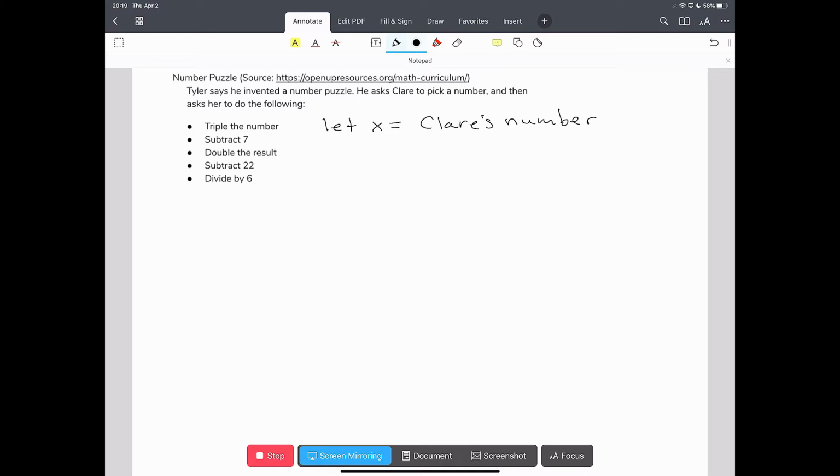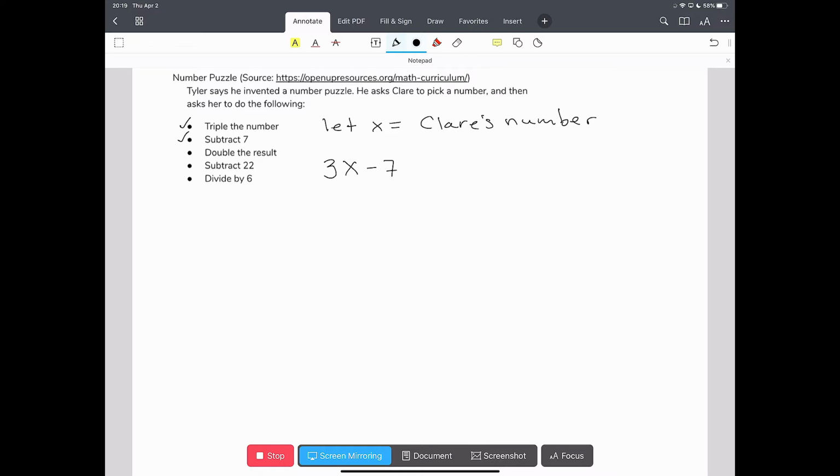Now that we have that established, we can apply the steps that Claire applied to the value. So we start with Claire's number. We're going to triple it, so 3 times x. Once we have that result, we have to subtract 7. So we triple the number and then subtract 7 from it.